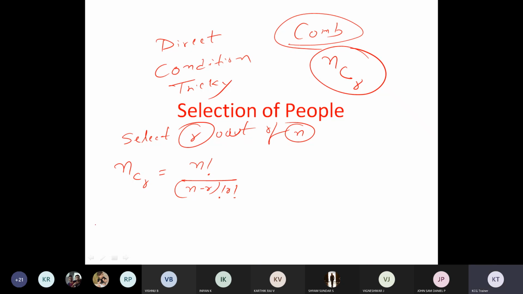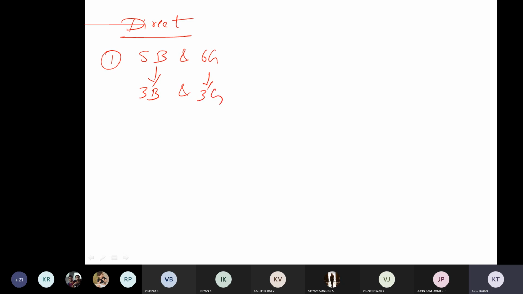Let me show you some direct questions. What kind of direct questions will you get in the first one? In direct, for example, out of 5 boys and 6 girls, select 3 boys and 3 girls. Where the number of people is directly known to us, those kinds of questions are called direct selection.